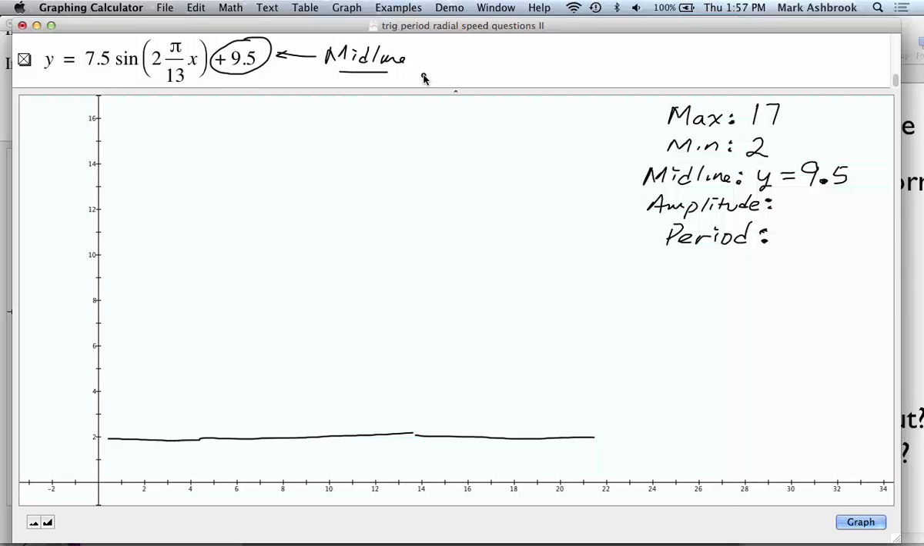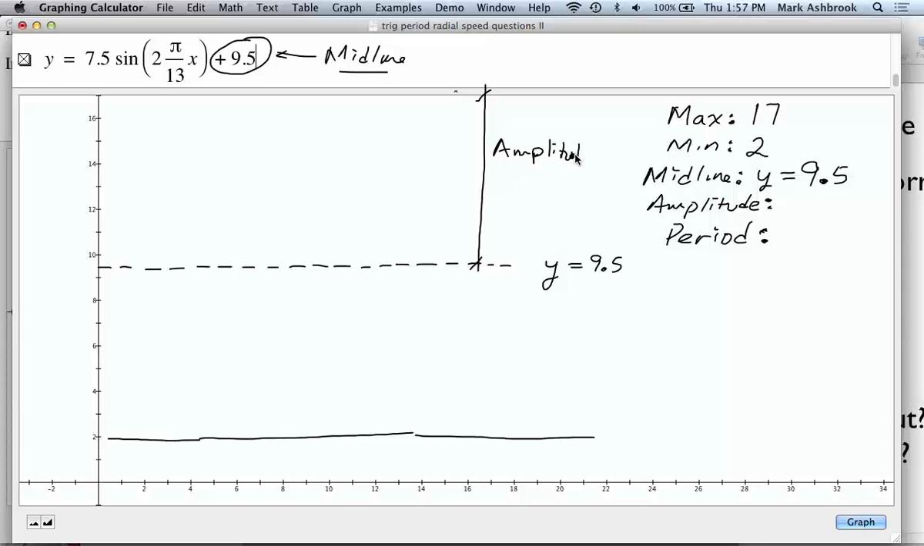The amplitude then is the distance from the midline in the wave. It's the distance in the wave from the midline to the max, or from the midline down to the min. So what's that going to be? And what does that represent in the Ferris wheel, Jaden? The 7.5. Okay, so our midline was y equals 9.5. And so this right here is called the amplitude. It's the distance from the midline up to the top of the wave and down to the bottom.